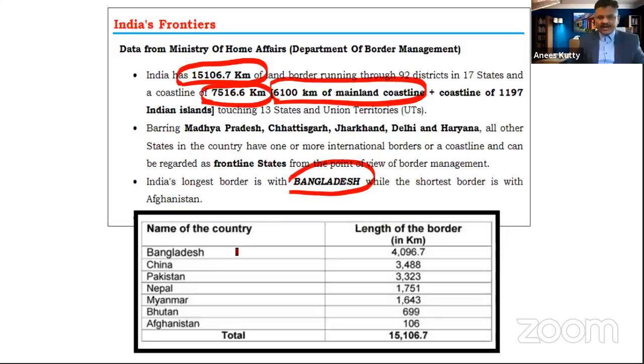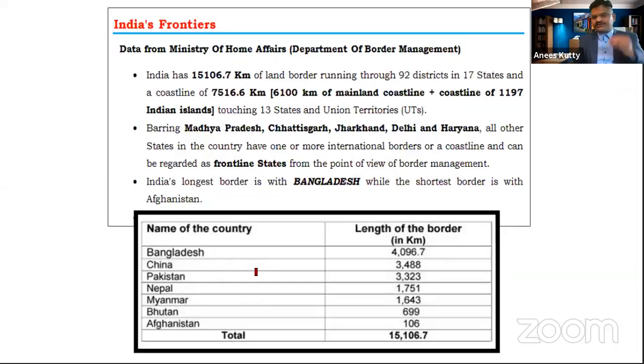And then one by one we have to write down. And the questions will be there. Write down the sequence: which country has the maximum, either from the maximum to the minimum or minimum to the maximum. Therefore, we have to follow this data. Data is with you. Bangladesh 4,000, China almost 3,500. China and Pakistan are approximately close in length of border with India. Then we have Myanmar, we have Bhutan, and the last one is Afghanistan. That is a 15,160 kilometers border.